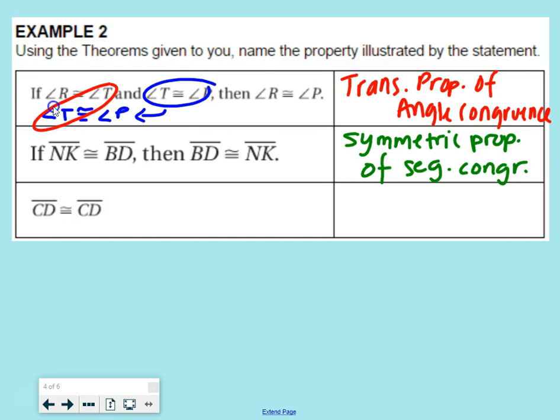And then lastly, segment CD is congruent to segment CD. That's just saying something is equal to itself or congruent to itself. So that is our reflexive property. And since we are working with segments, we would say of segment congruence.